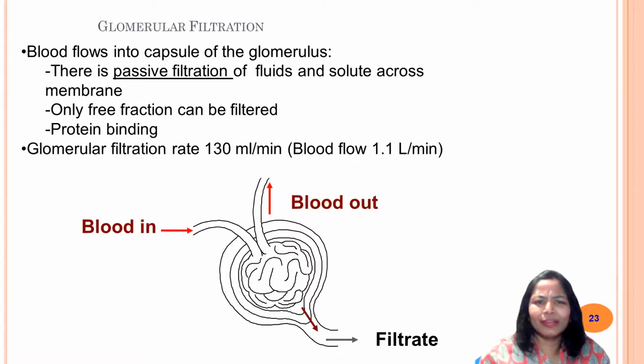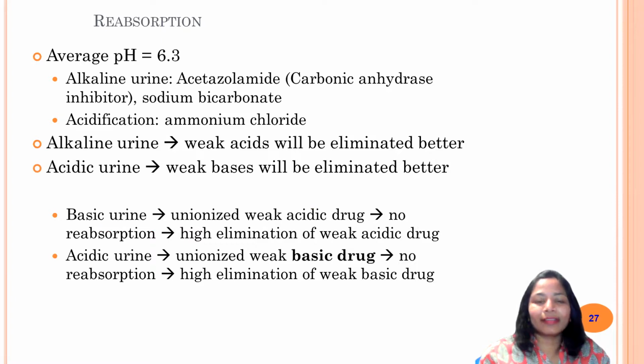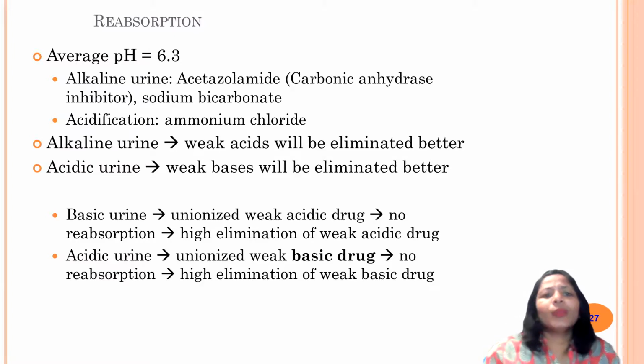We know about glomerular filtration. There is passive filtration and only free fraction can be filtered out. So this is how the diagram of it looks like. In case of the reabsorption, the average pH is about 6.3. When we have the alkaline urine, you can do this by adding in acetazolamide, sodium bicarbonate. If you want to acidify the urine, you can add in the ammonium chloride.